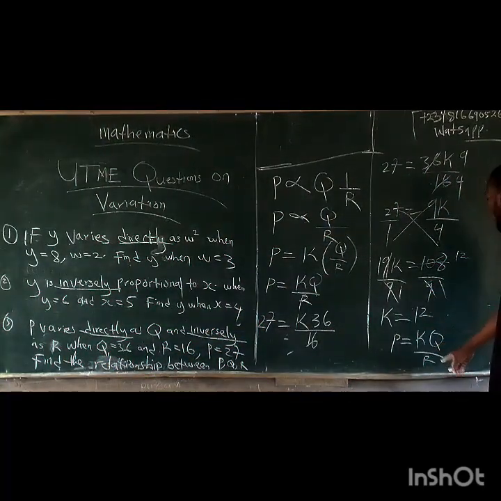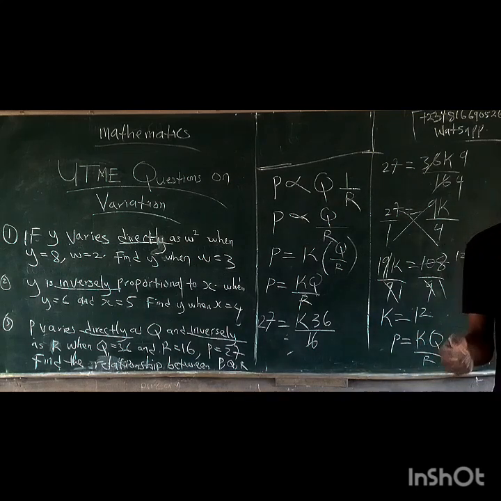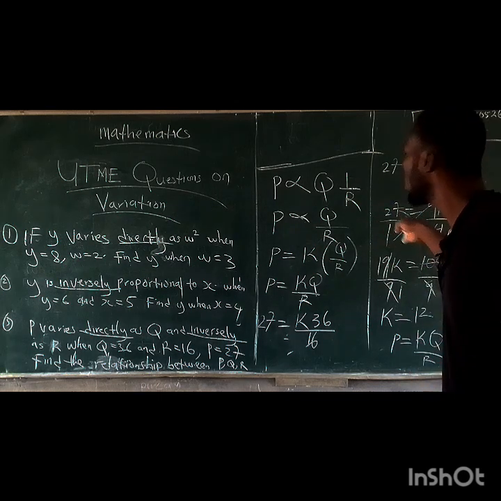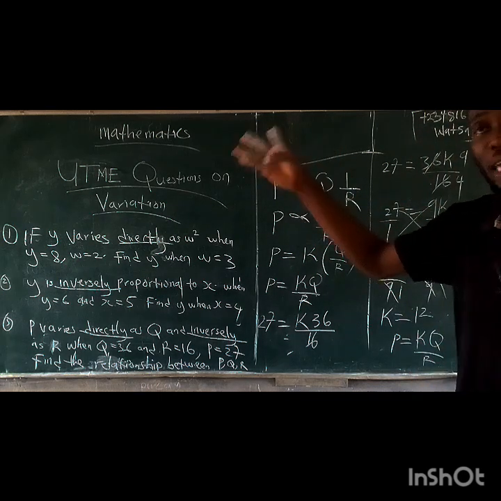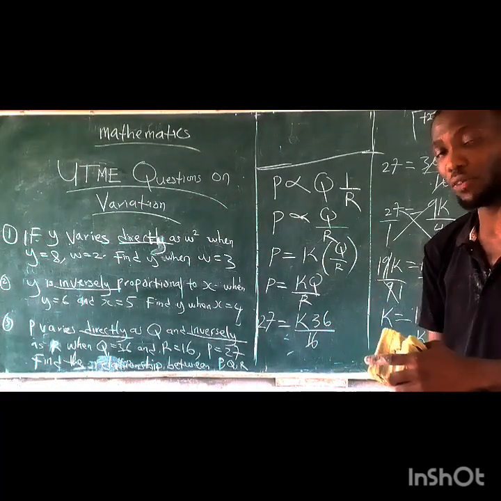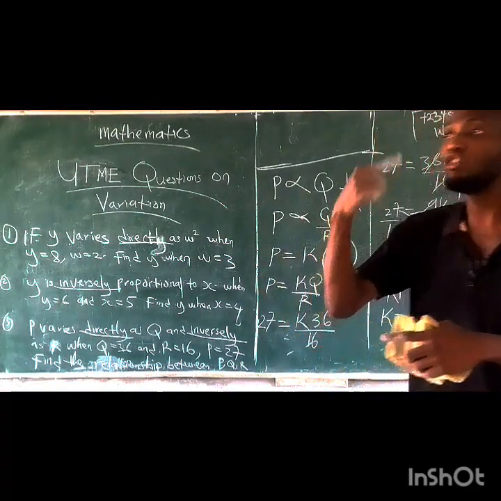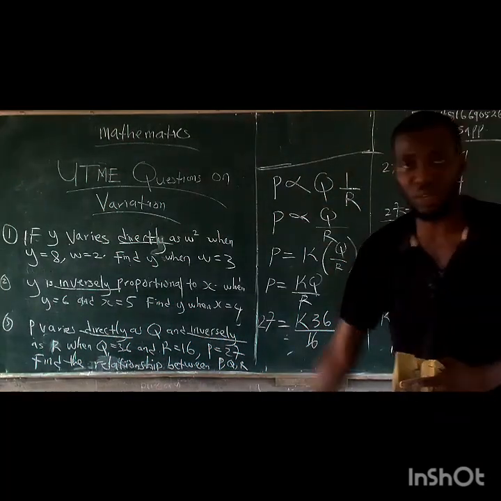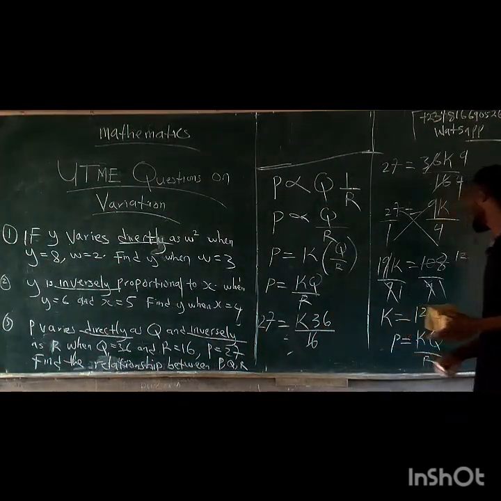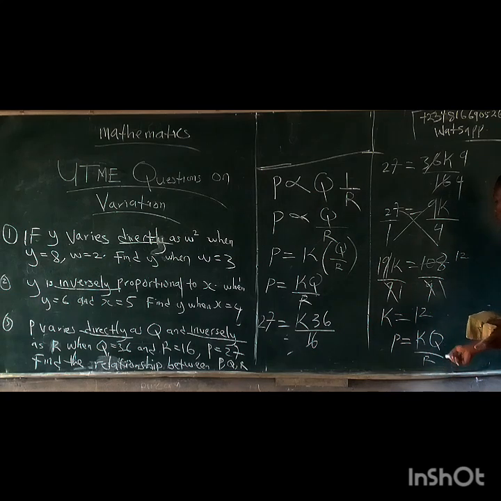Now, P equals kq over r. We already know the value of k. It is only k, the constant, that you can still use, because you have not used k before; you just derived the value of k. So you can make use of it to get the final answer. The value of k is 12.